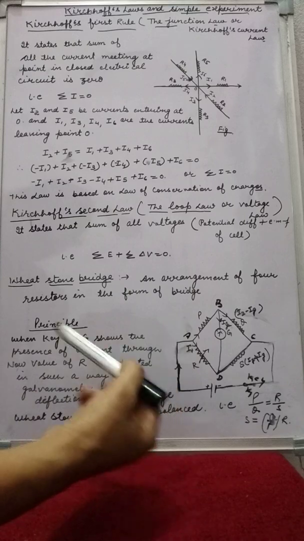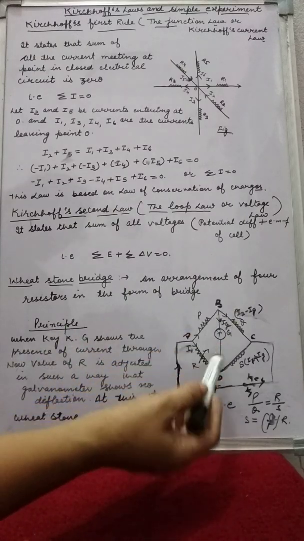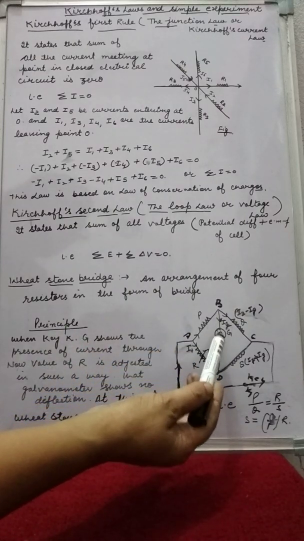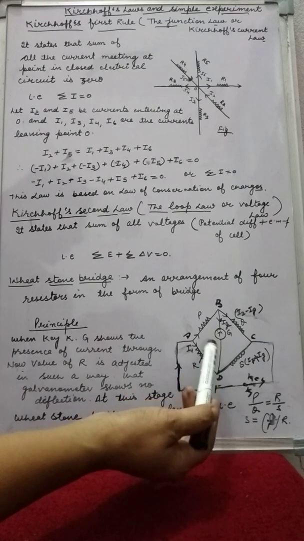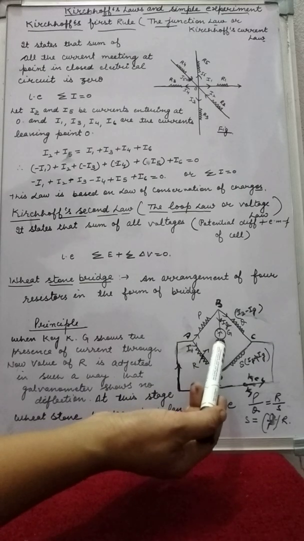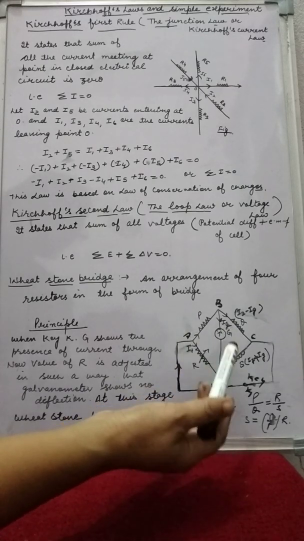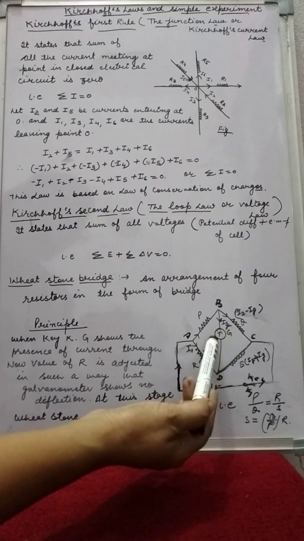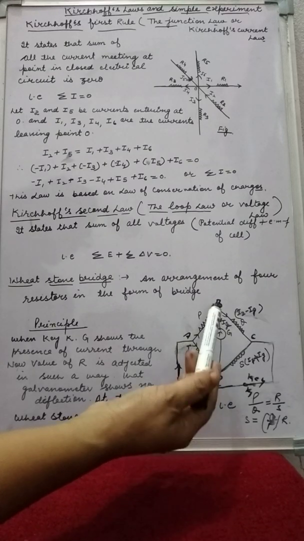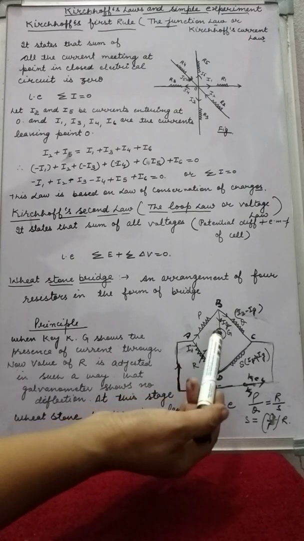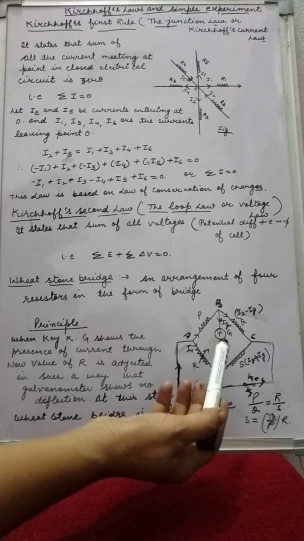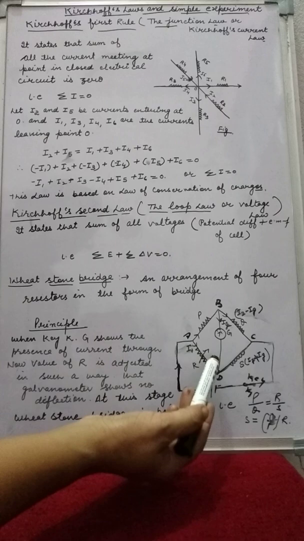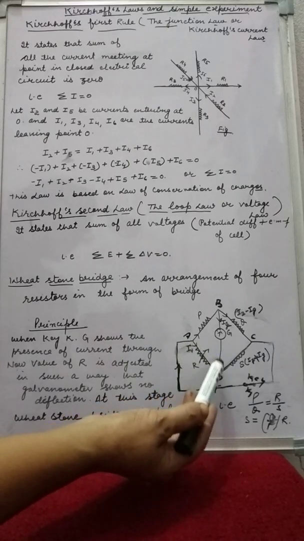When the current flows through this circuit, the galvanometer placed here will show the current. Galvanometer is a device which is used to detect minute current through the circuit. When the current passes through this circuit, the galvanometer shows a deflection, and that shows the presence of current through the circuit. So now what do we have to do? What is the principle? So this is the variable resistor.